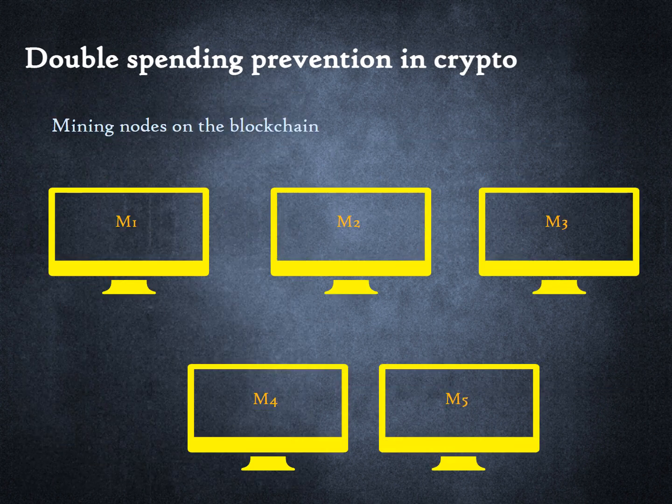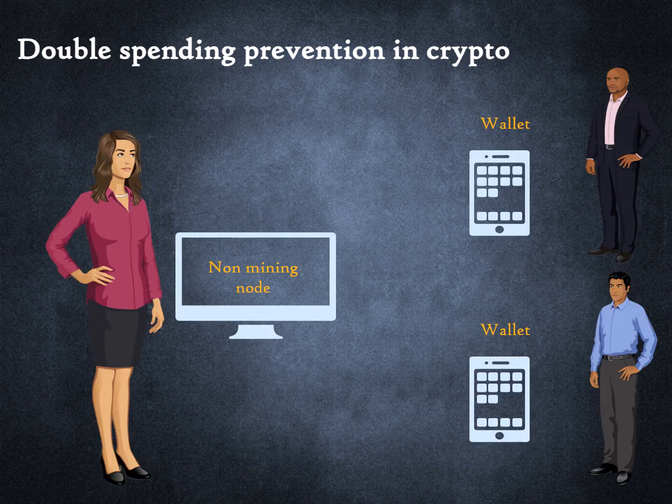To learn how a double spend is prevented in Bitcoin, we will set up a scenario. To keep things simple, we will assume there are 5 mining nodes. The remaining nodes are all non-mining nodes. Alice is a buyer of jewelry. She runs a non-mining node on the blockchain. Bob and Tom are jewelers who accept Bitcoin payments. They interact with the blockchain via wallet software.